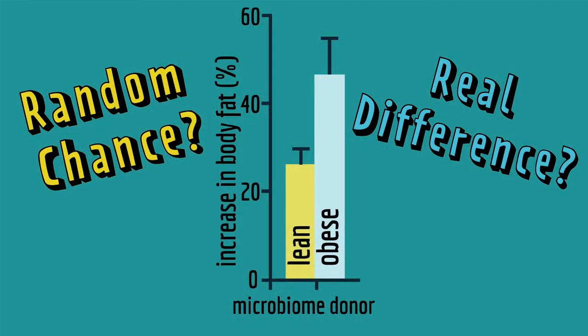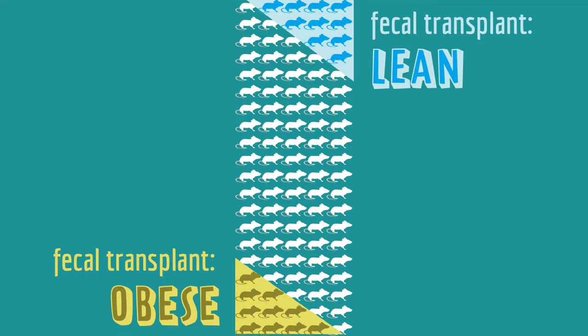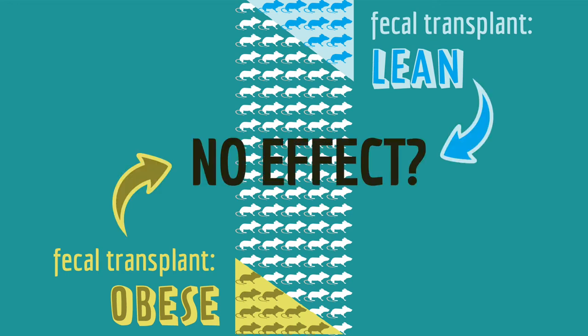So, going back to the mice, how do we know whether this difference is due to random chance or due to the different fecal transplants? I mean, if you took 100 mice and weighed 10 of them, their average weight would be different than if you weighed another 10 mice, but that's just because of random chance. Now, if I told you that these two groups received different fecal transplants, then you might think that the difference in weights is due to the fecal transplants. But what if the fecal transplants have no effect?